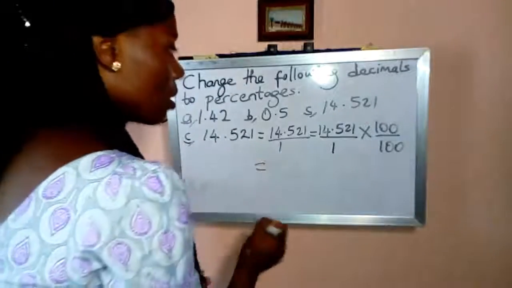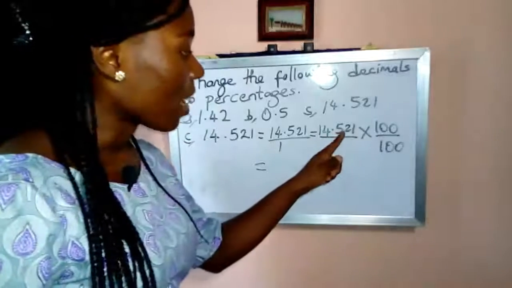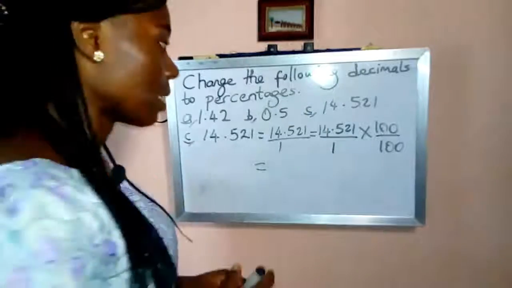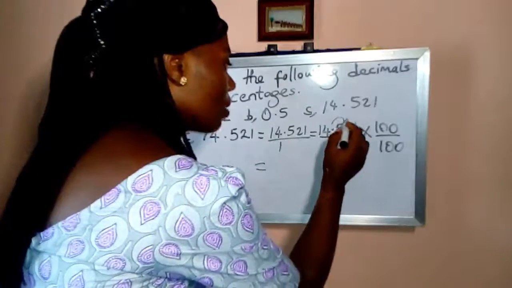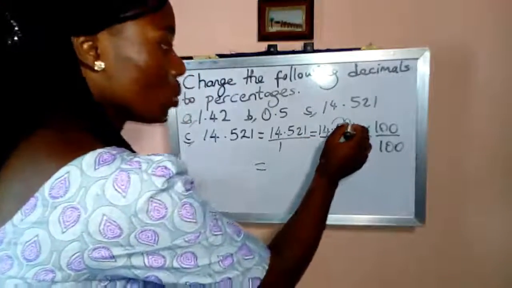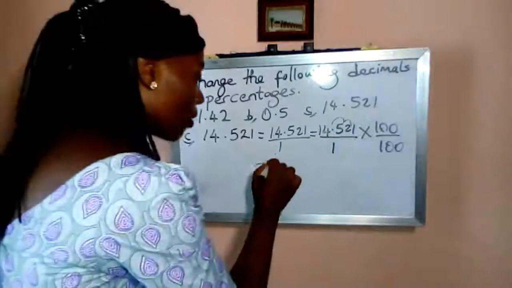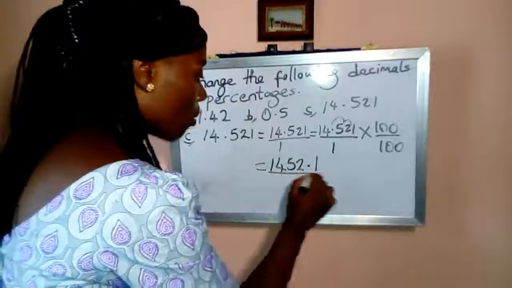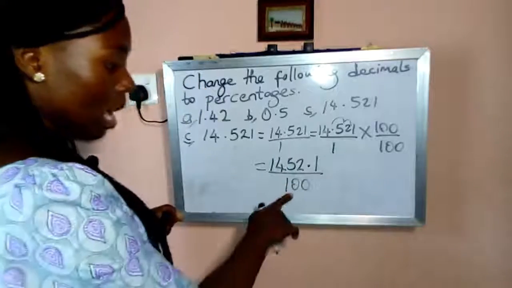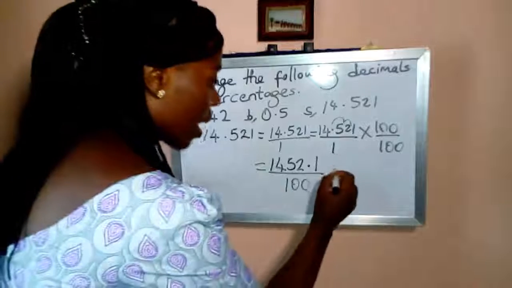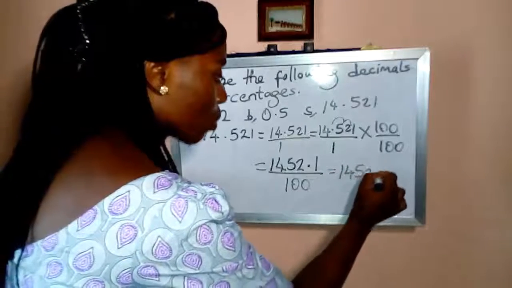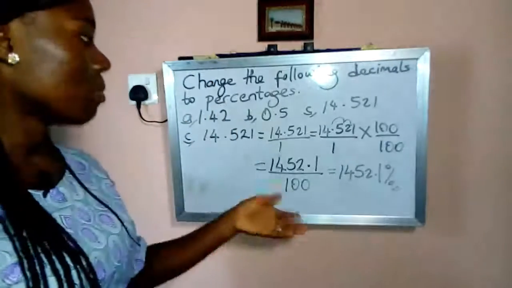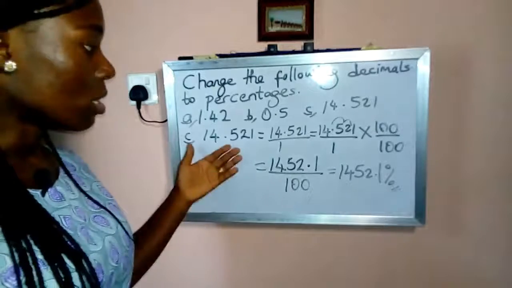Okay, so that will give me, remember, I have 521 and remaining I have 2 zeros, right? I'll be moving 2 places to the right, so that will give me 1, 2. My decimal point just moved to behind 2 and in front of 1, so I have 1452.1 all over 100. I've gotten my 100 as my denominator, so my answer becomes 1452.1%. It's that simple.